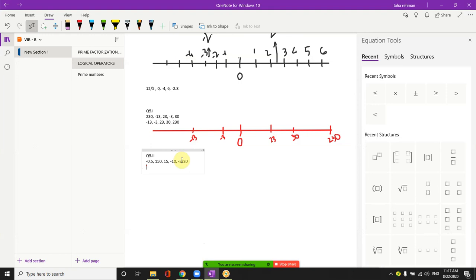First of all, we need to convert this fractional value into a decimal value. So we can write minus 0.5, 150, 15, minus 10, and minus 3 upon 20 means minus 0.15. Got it? Yes, sir. Okay. Now you need to arrange these values in ascending order. Ascending order means starting from the smallest value. So which value is the smallest?